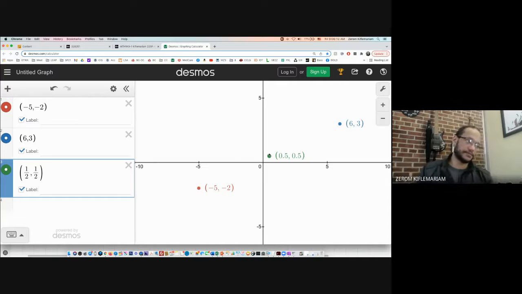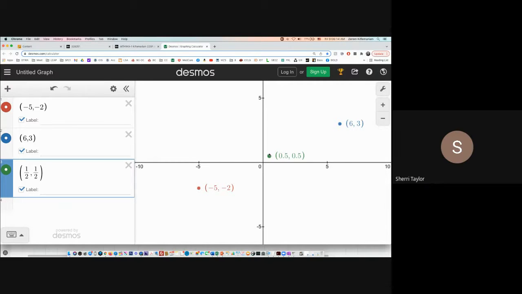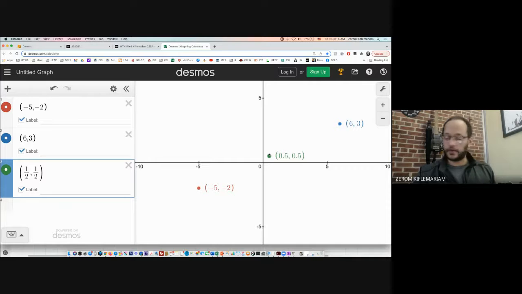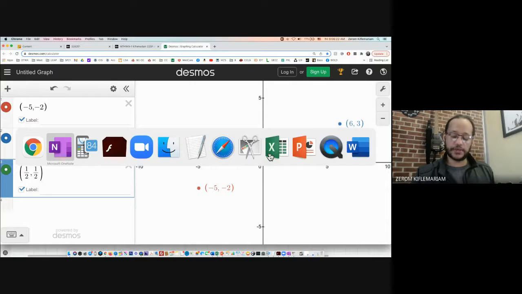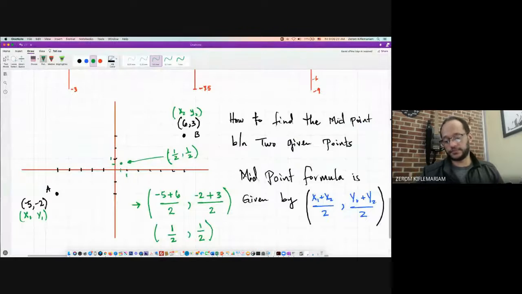Is this clear? Clear. Okay. I don't mind doing more examples. Please let me know if anything is not clear. Okay, the next one that we need to do is distance in the plane.